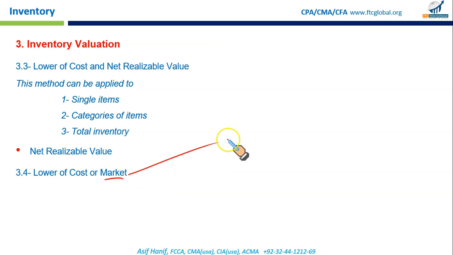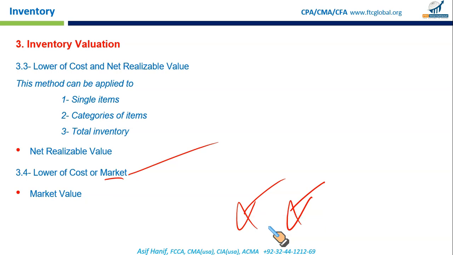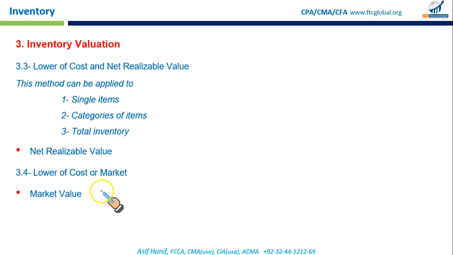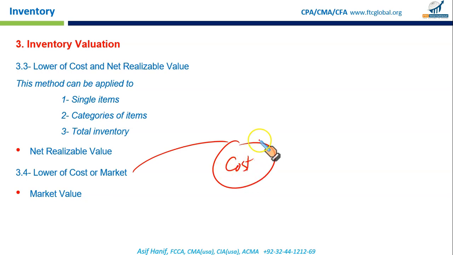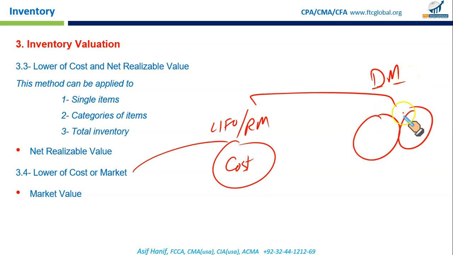This is sometimes mostly misunderstood by students. What exactly is the market value? So I'm not going to go for what your textbook says, market value is the ceiling or market floor. I'm not going to consider this, it is totally waste of effort. It will simply confuse you. I'm going to explain it in a very different way, and it's very useful. You will find it much easily understandable. So in the lower of cost or market, we take cost on the one end, and this cost has to be either LIFO based cost or the retail method cost. And then the other side, you take the designated market price. Designated market price could be any of these three. I will tell you what these are.